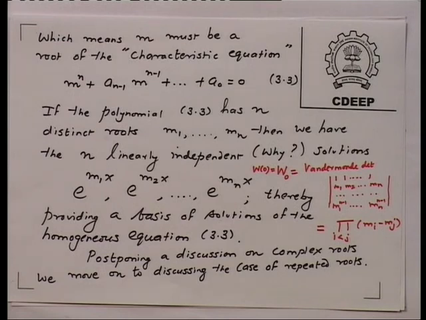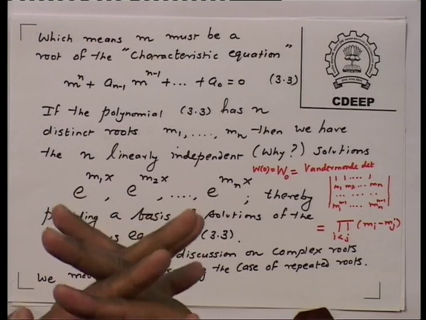Suppose c1 e to the power m1x plus c2 e to the power m2x plus etc. plus cn e to the power mnx is identically 0. Then we have to show that all the c1, c2, etc., cn must be 0. But how do you show that? You divide the equation by e to the power mnx. Then you have the cn coefficient. What happens to the previous ones? c1 e to the power (m1 minus mn)x plus c2 e to the power (m2 minus mn)x plus etc. plus c(n minus 1) e to the power (m(n minus 1) minus mn)x plus cn. This should be 0 for all x.